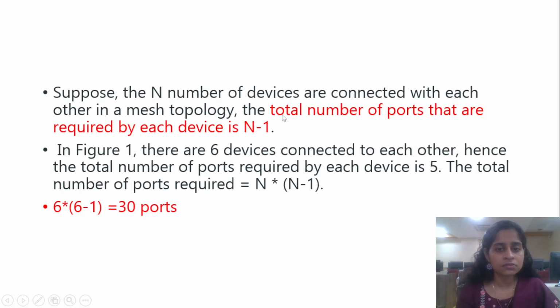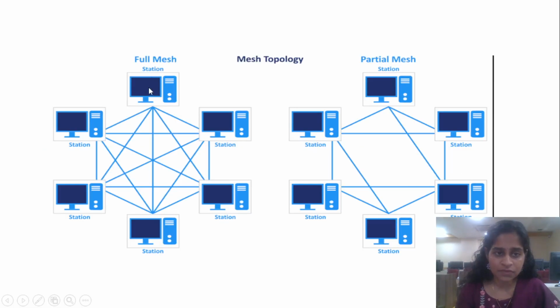Now, the total number of ports required by each device is n minus 1. Correct? That is, this device has to connect to all the other 5. There are a total of 6 stations, and the station wants to make a connection with the other stations. So 6 minus 1, 5 stations, means we need 5 ports to connect to this station.